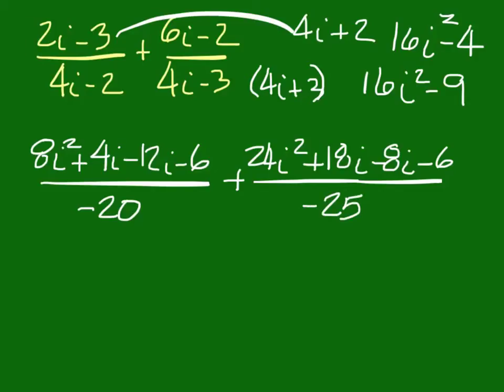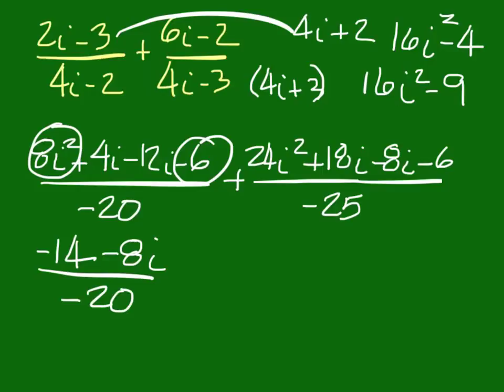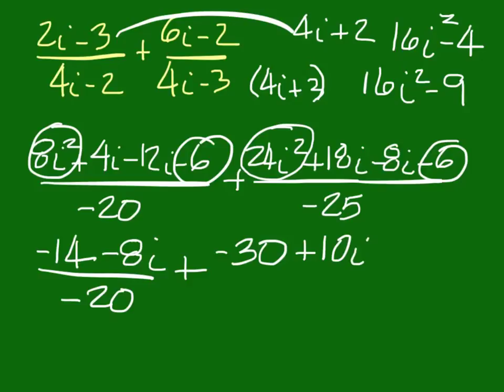We have to simplify the tops now. This is a negative 8 minus 6, negative 14. And your i's simplify to minus 8i. On the bottom, you have a negative 20. On this side, that's a negative 24 minus 6, which is a negative 30. And the i's simplify to 10i. Then on the bottom, you have a negative 25.